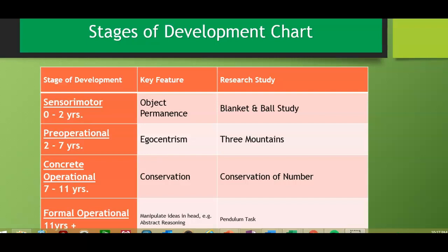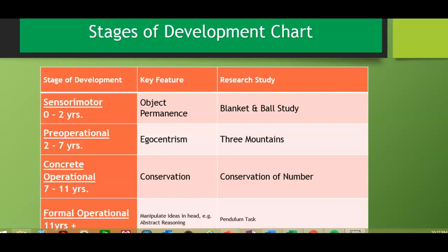Okay, pre-operational, 2 to 7 years old, is the egocentrism. Like I was explaining, it's the me stage, or the egocentric or the ego stage. It's all about them, me, I. And again, this study was done by the Three Mountains study. Okay, the next one, the third one, is the concrete operational, and this is through the middle child stage. This is from 7 to 11 years old.